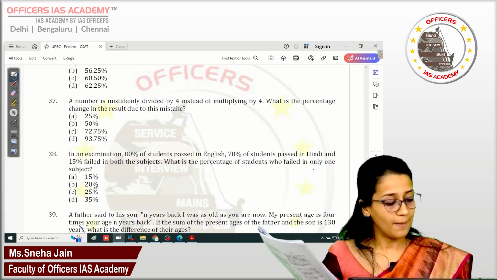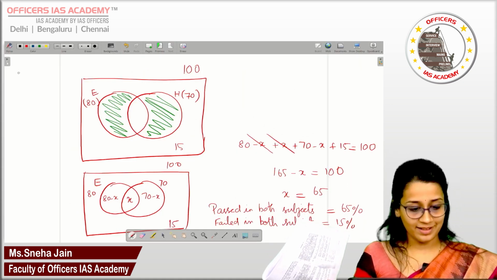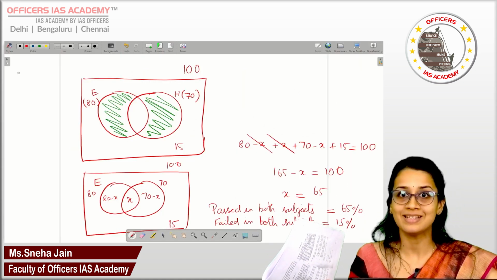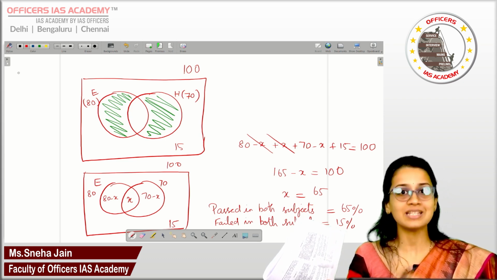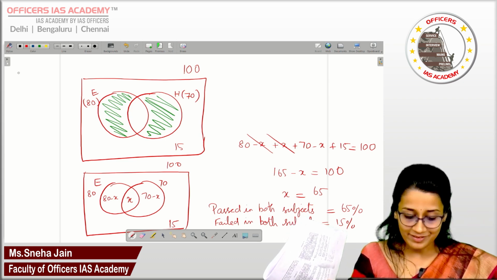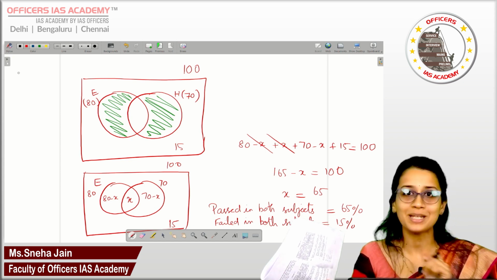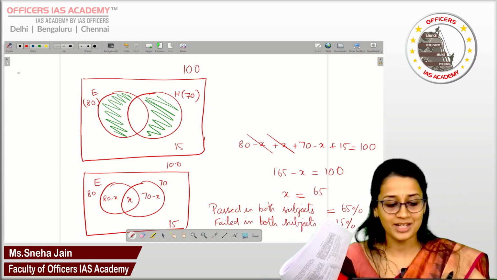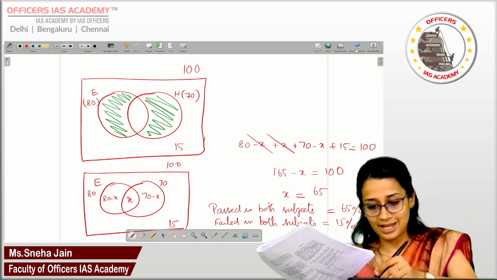Alright, B, 20%. If you also want to check this answer once again, see, I told you the green portion is our answer, right? So what is 80 minus X? 80 minus 65 is 15. And what is 70 minus X? 70 minus 65 is 5. So 15 plus 5, 20% is your answer. Alright, I have shaded the green portion because this is what the question is asking us. We will now move to the next question.